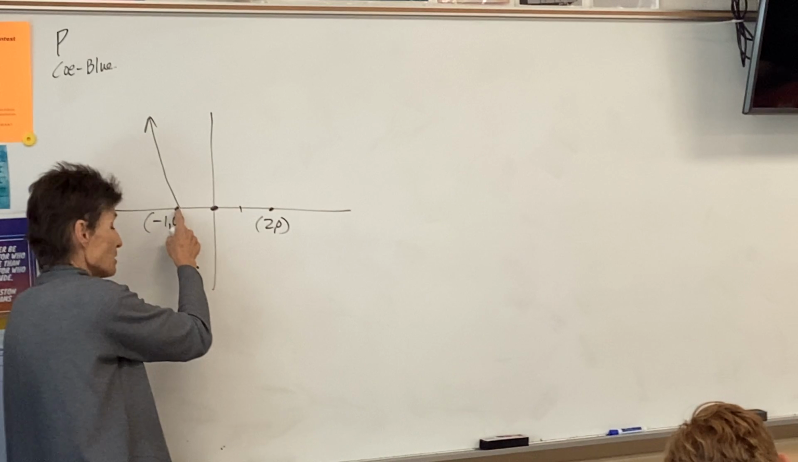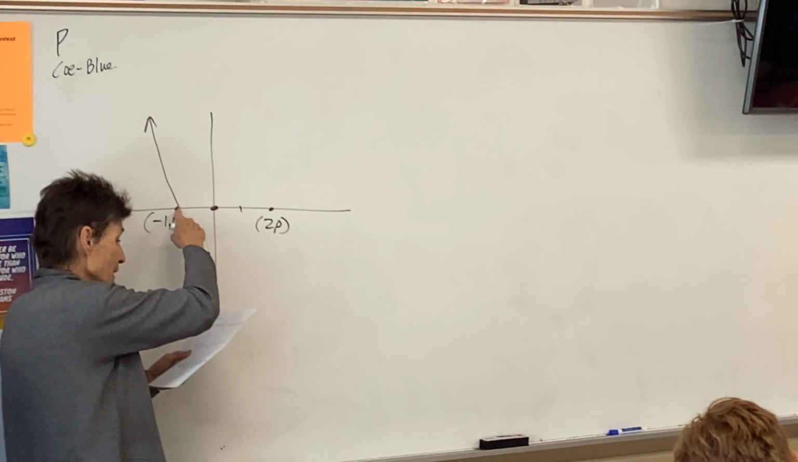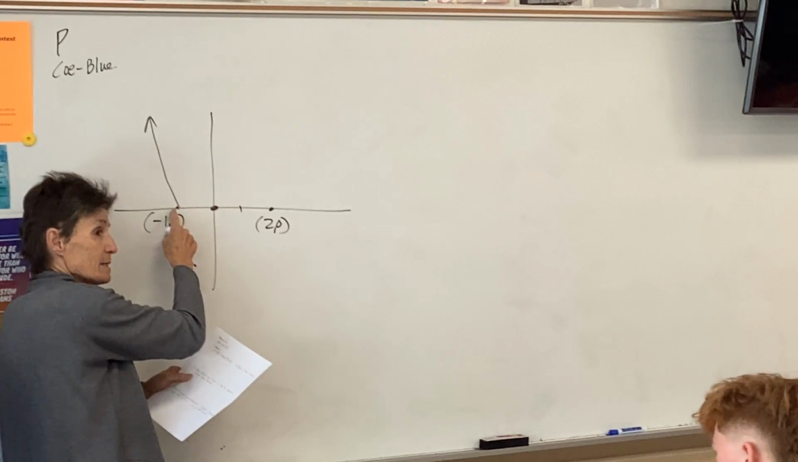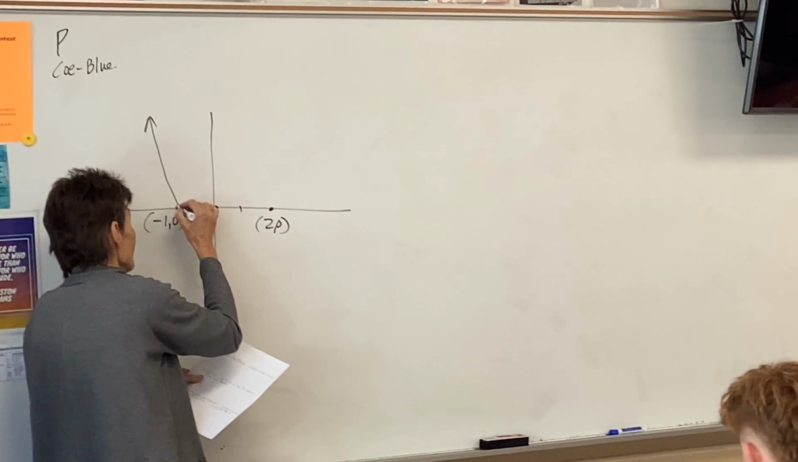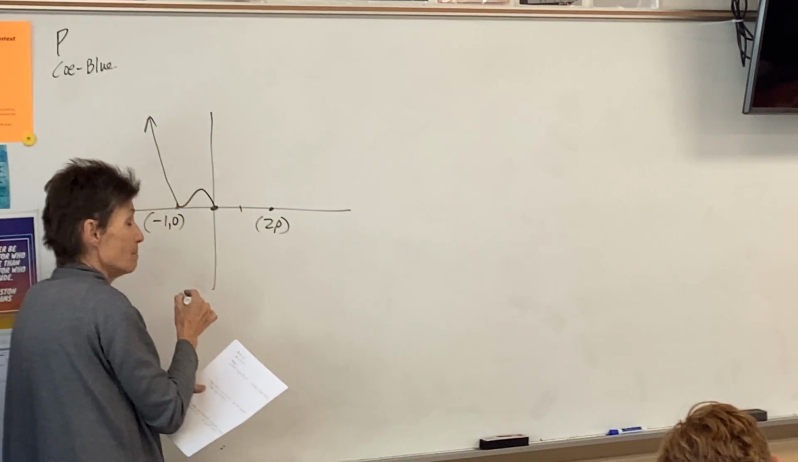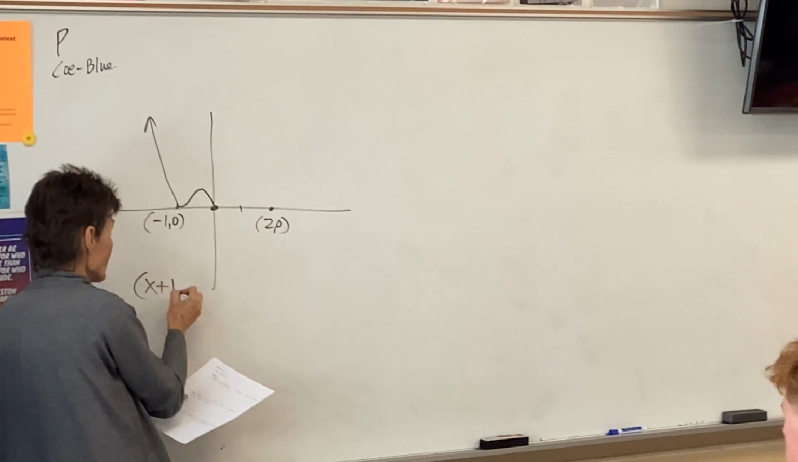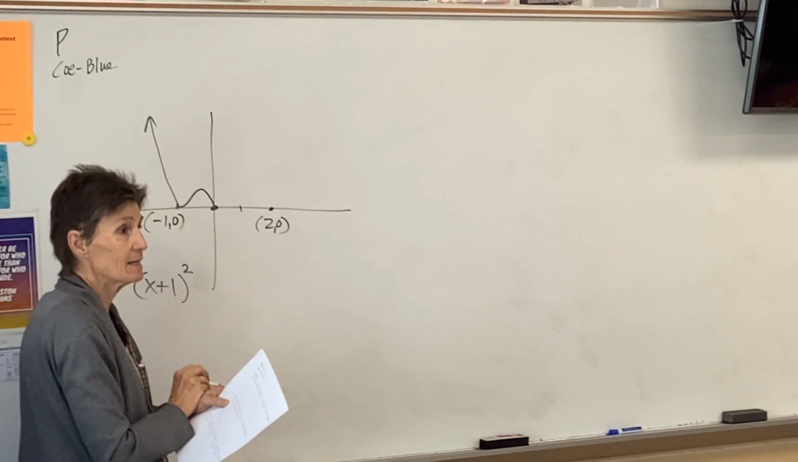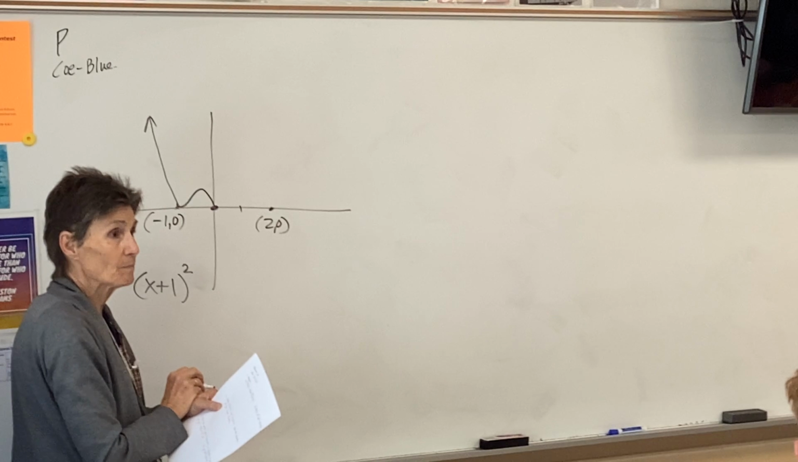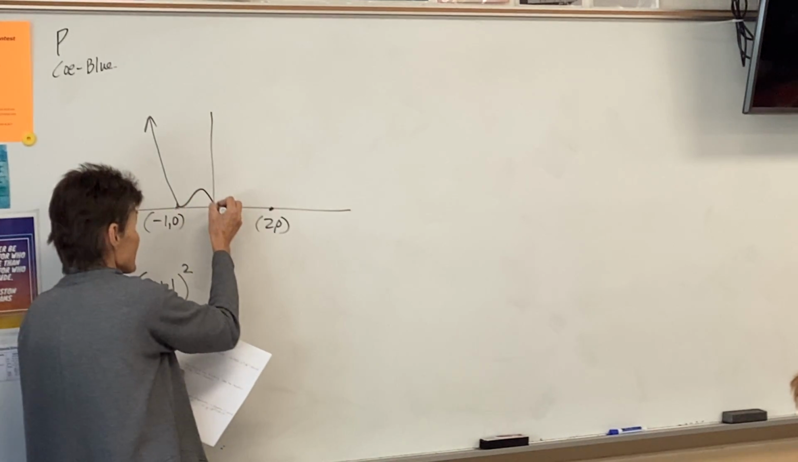Now, when it hits this point, we have to make a decision. What are we going to do when we hit that -1, 0? We're going to bounce off. Why are we bouncing off? Because that is the x plus 1 factor, and it is squared. Then we're going to connect to this one.